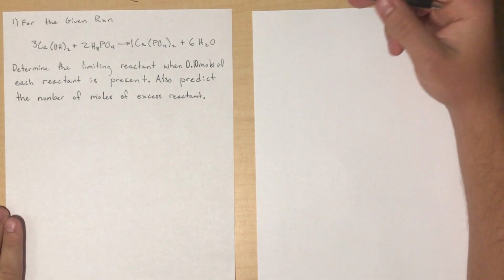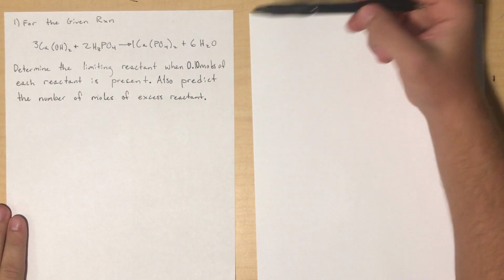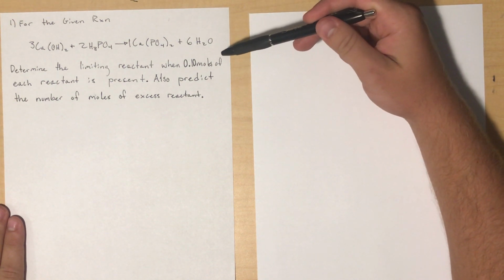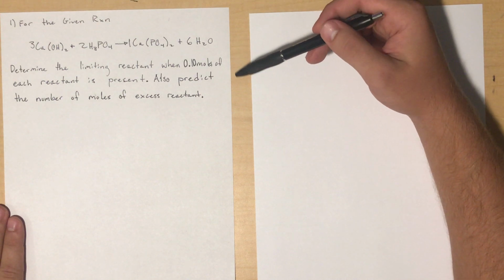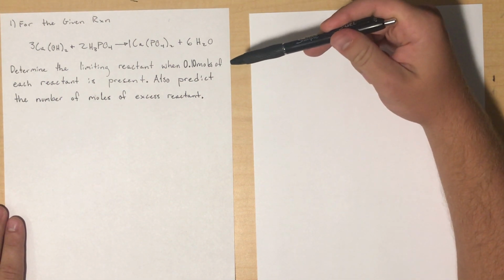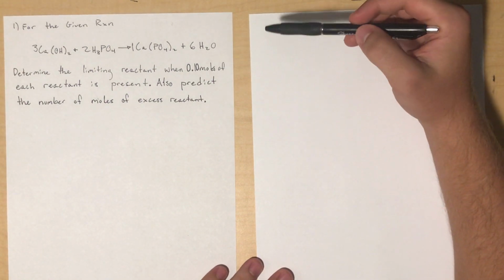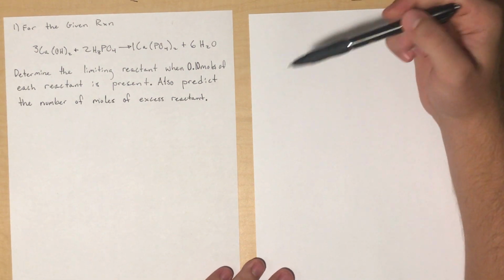So when we look at this problem, here's our reaction. It's already balanced for us. Here's our problem. Determine the limiting reactant when 0.10 moles of each reactant is present. Also, predict the number of moles of excess reactant. So for this problem, we have to determine the limiting reactant first before we can find out how much excess reactant we will have.